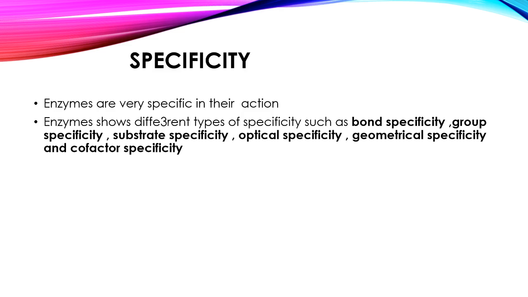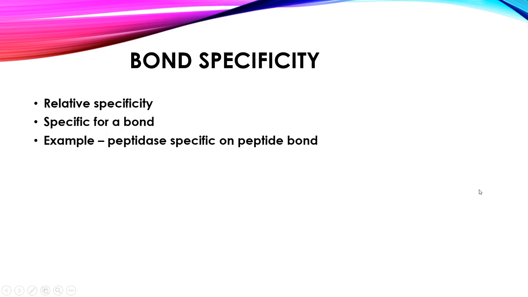Now, let's move to the bond specificity. It's also called the relative specificity. Here, the enzyme is specific for a bond. For example, peptidase is specific for the peptide bond, and lipase is specific for the ester bond in lipids.